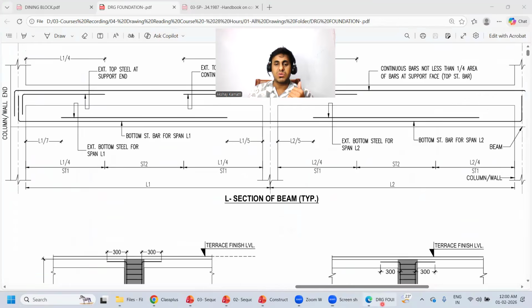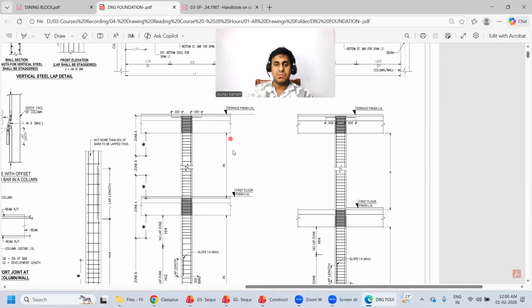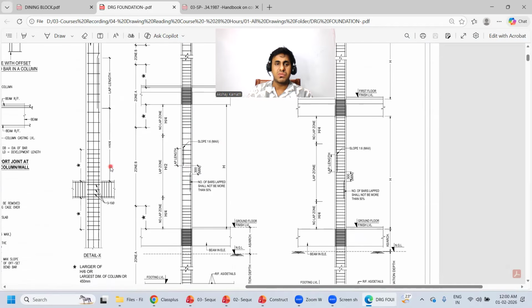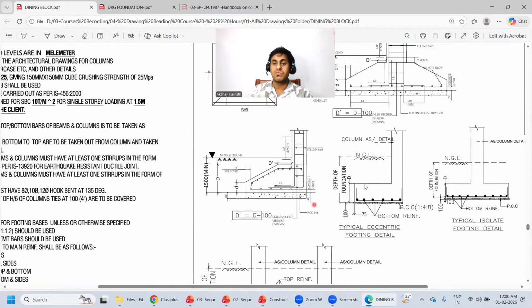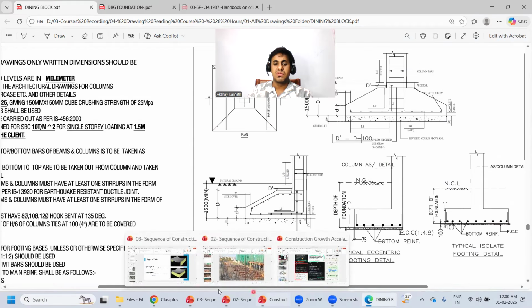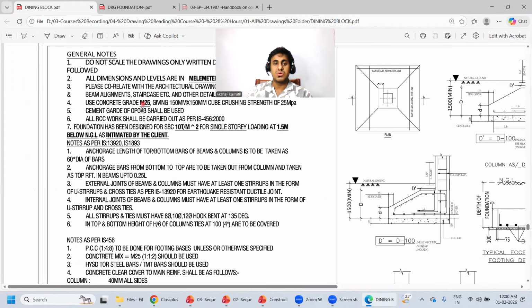In the next lecture, maybe we can even try to cover the other part of this drawing. I have just explained the beam part. We have something called the column part, and we can cover that too. Then we can try to understand the slab reinforcement and other drawings, like the footing drawing. We can even try to understand the entire general notes and all.